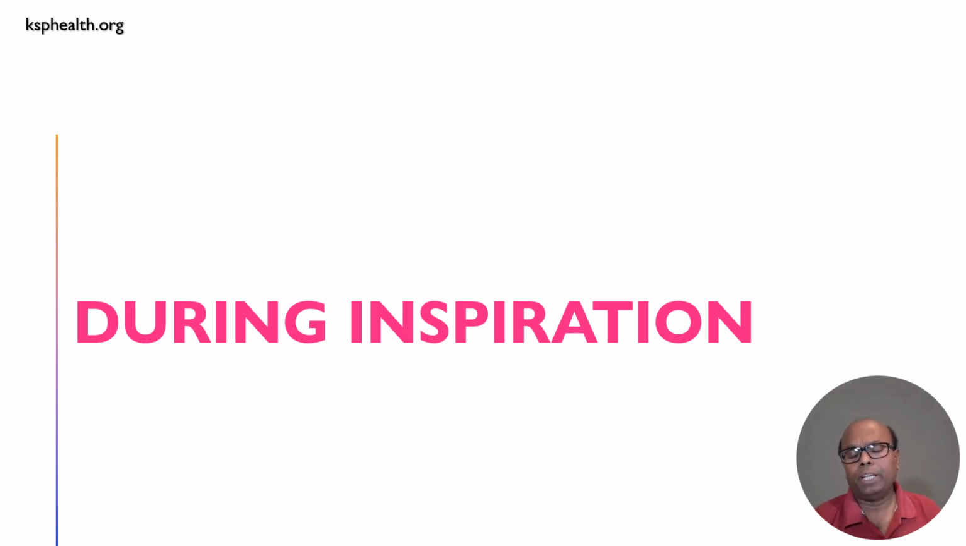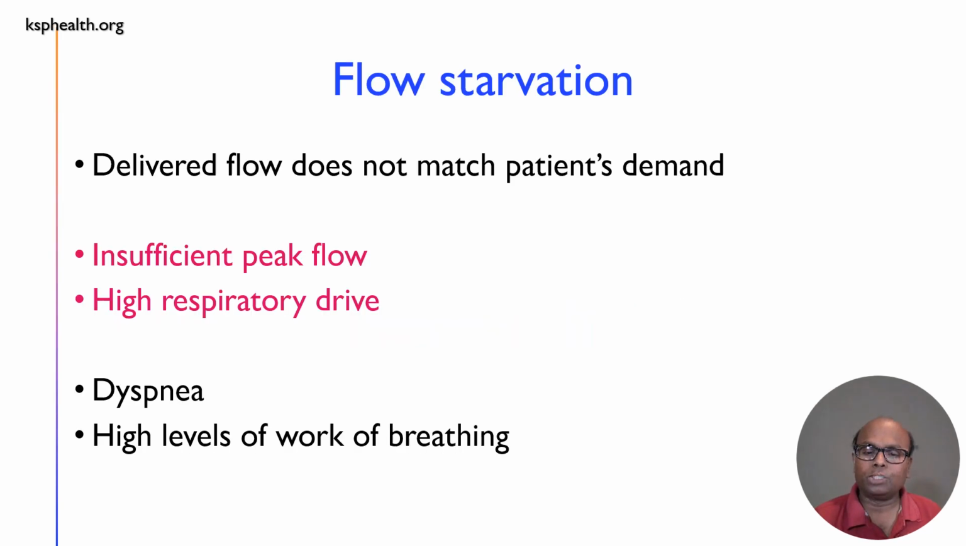So what kinds of patient ventilator asynchronies are there? During inspiration, one can have flow starvation. What does that mean? Delivered flow does not match the patient demand. It could be because of insufficient peak flow or high respiratory drive. As a result, the patient can have dyspnea and high levels of work of breathing.